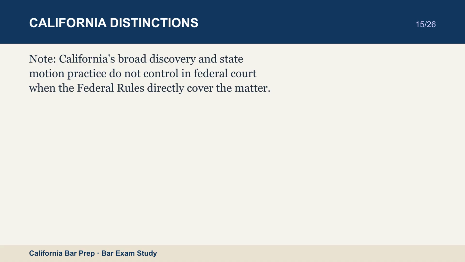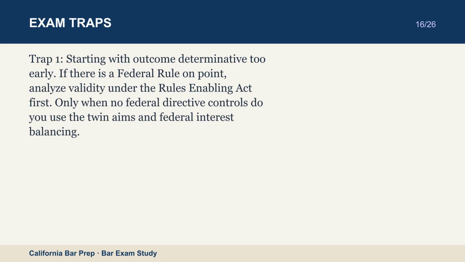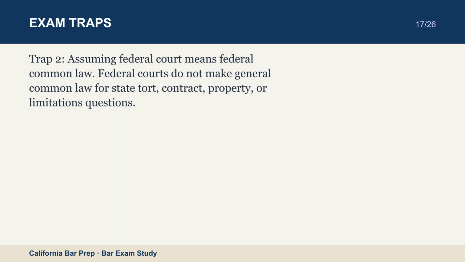Trap 1: Starting with outcome determinative too early. If there is a federal rule on point, analyze validity under the Rules Enabling Act first. Only when no federal directive controls do you use the twin aims and federal interest balancing. Trap 2: Assuming federal court means federal common law. Federal courts do not make general common law for state tort, contract, property, or limitations questions.